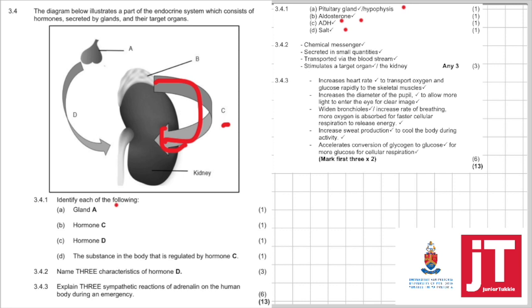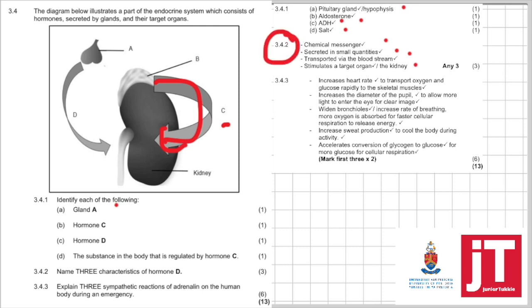3.4.2. Name 3 characteristics of hormone D. So hormone D, secreted by the pituitary gland. Of course, this hormone is ADH. It's a chemical messenger. It's secreted in small amounts, transported via the blood, and its target organ is the kidney. Nice question also.